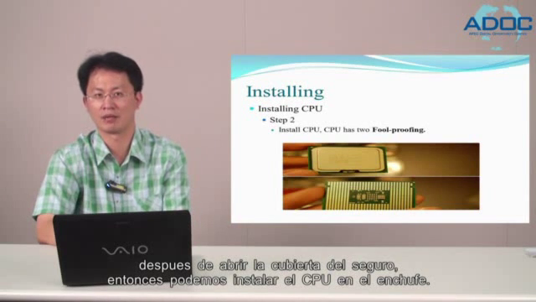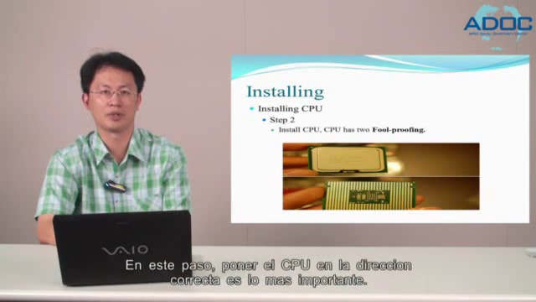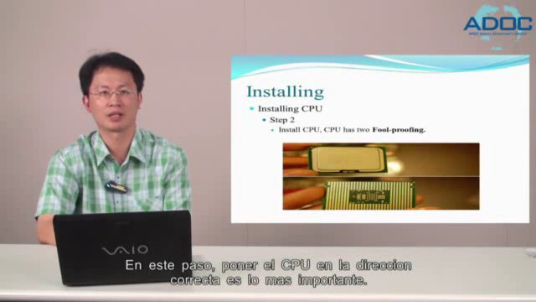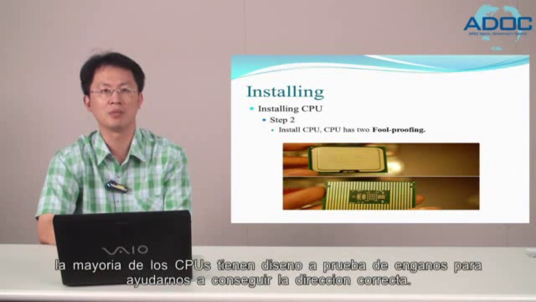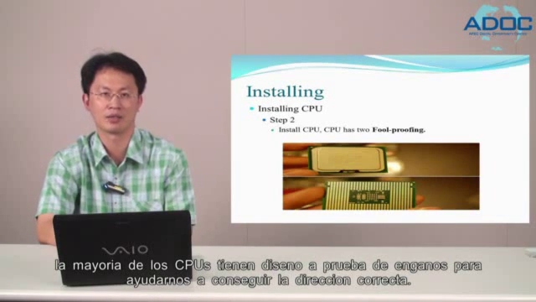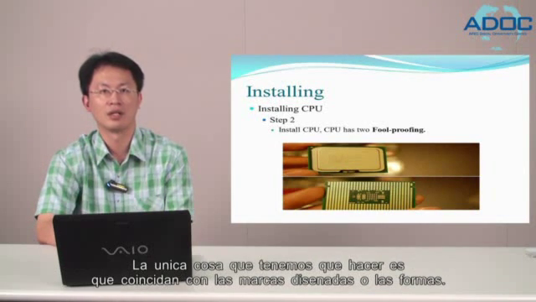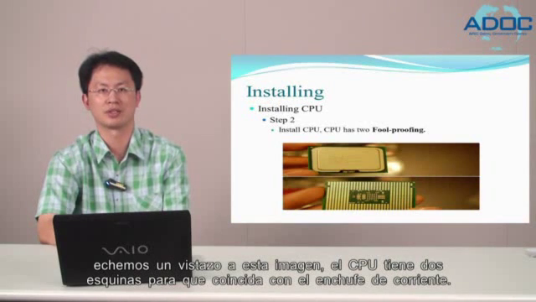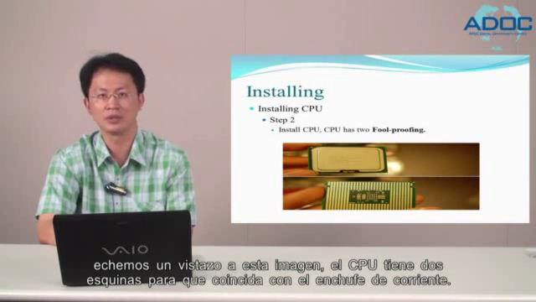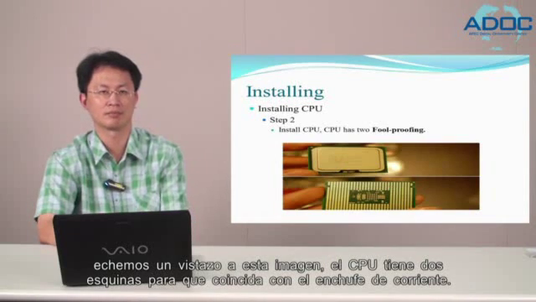After we open the secure cover, then we can install the CPU onto the socket. In this step, putting the CPU in the correct direction is the most important thing. Most CPUs have foolproof design to help us get the right direction. The only thing we need to do is to match the designed marks or shapes. Look at these pictures. The CPU has 2 corners to match to the socket.